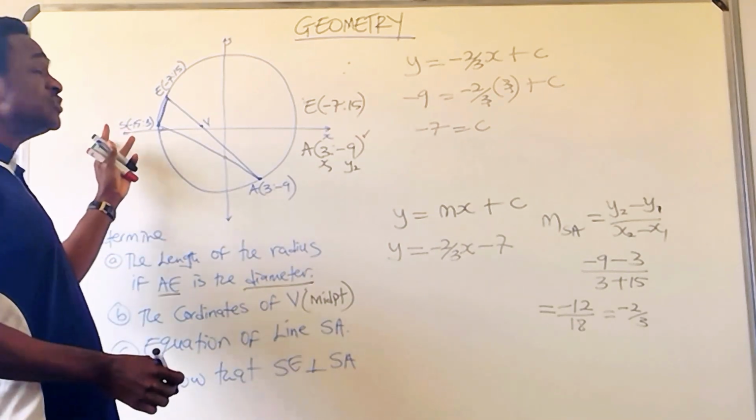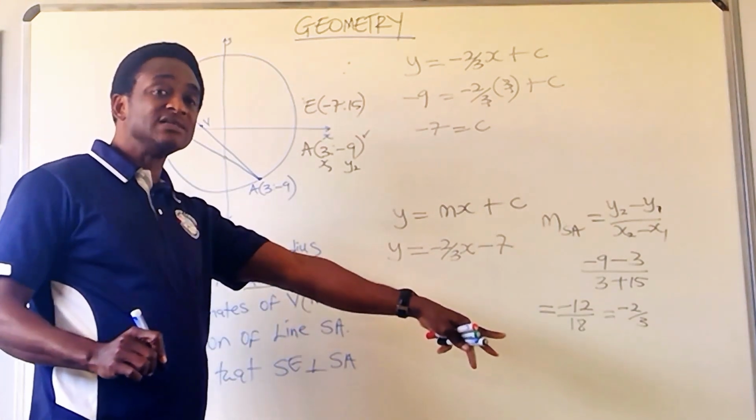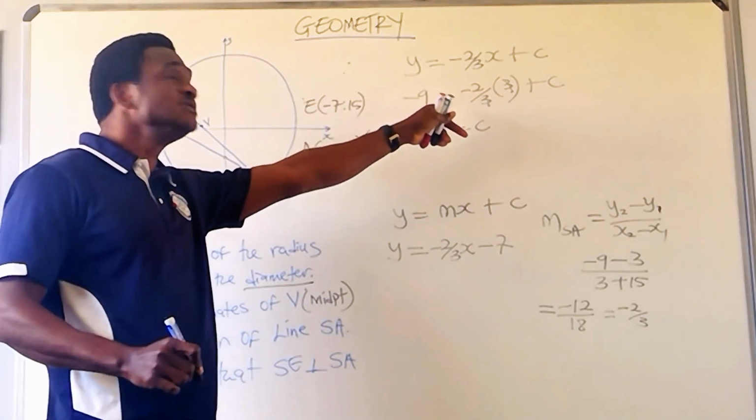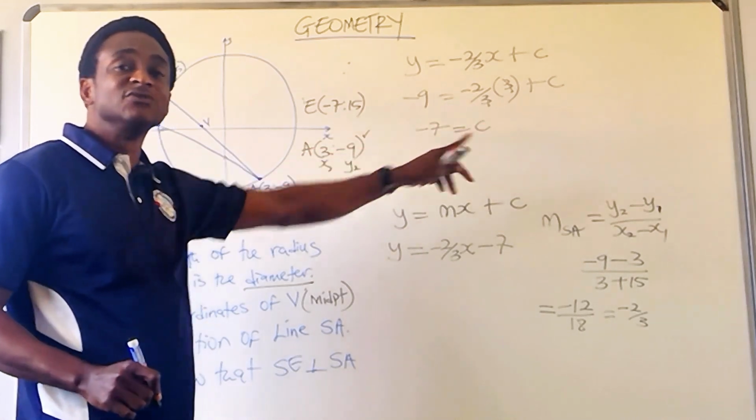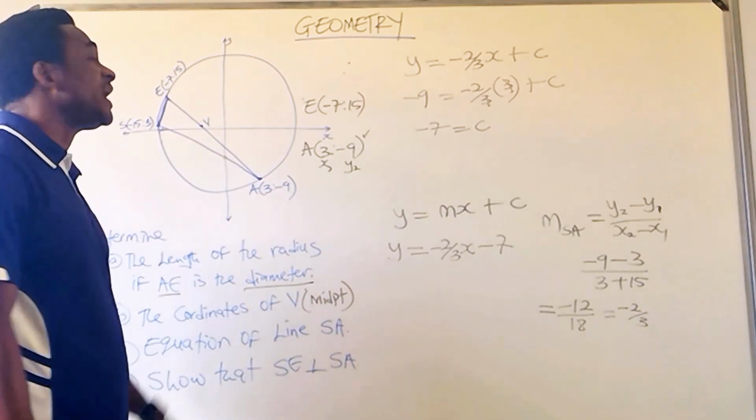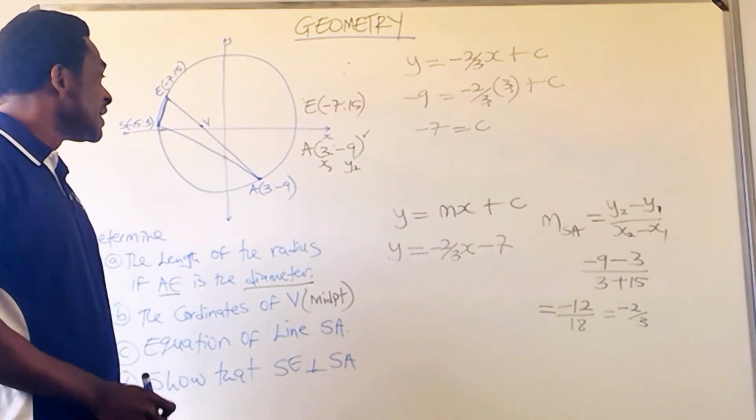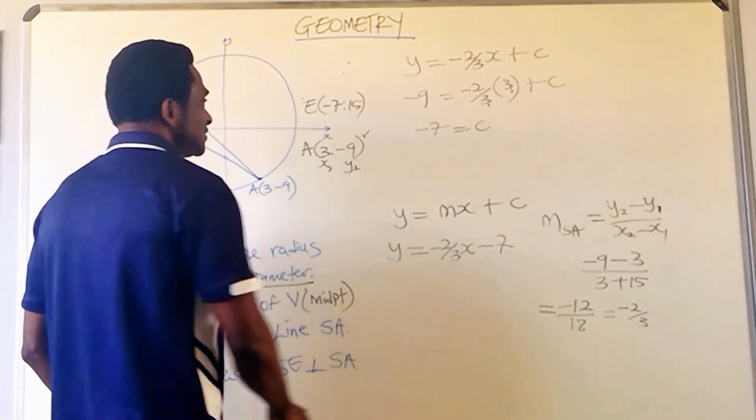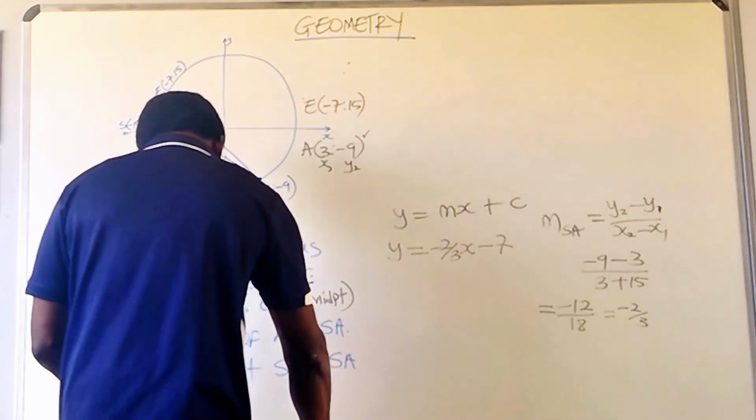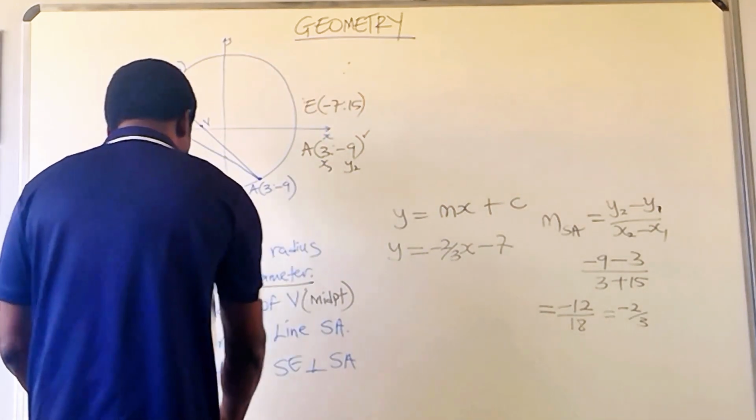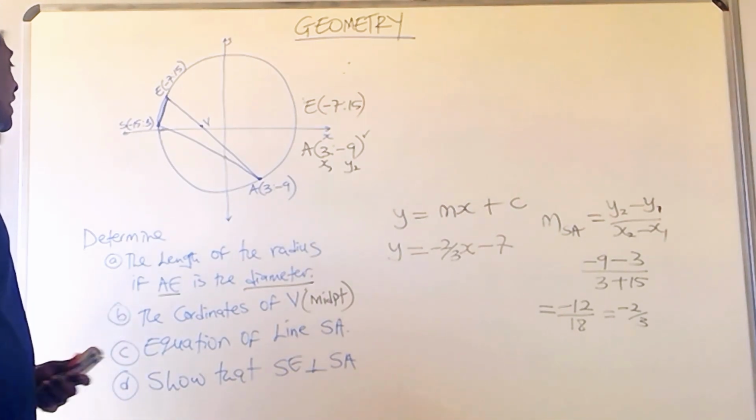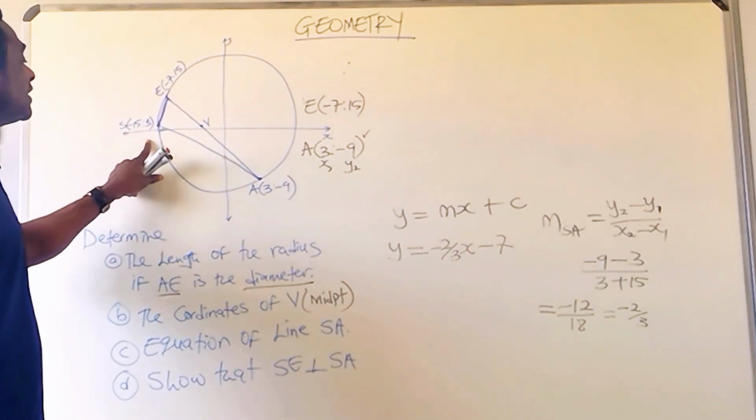Remember, to get the equation, use the 2 coordinates given to get your gradient. Then with your gradient, use any of the coordinates, sub into the equation of a straight line graph to get your c. And then that gives you the equation of the given line SA. And now let's look at the last part of this. The last part, they want us to figure out if SE is perpendicular to SA.